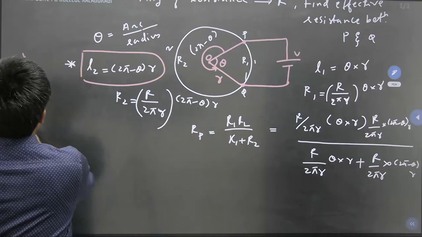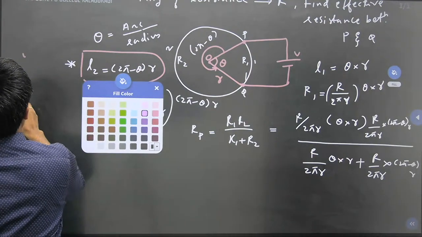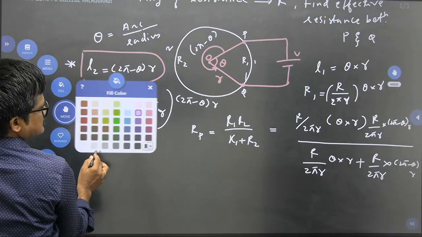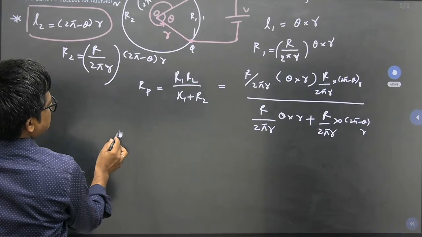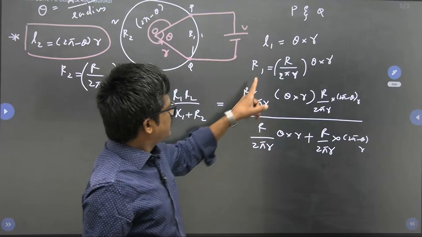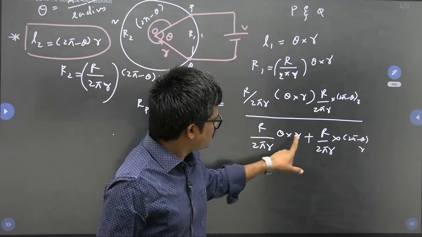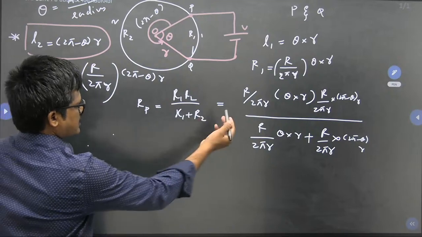Okay, is it visible? Okay or not? Is it visible? What I did here? R1 R2 by R1 plus R2. Done? Okay. Now, let me write here.